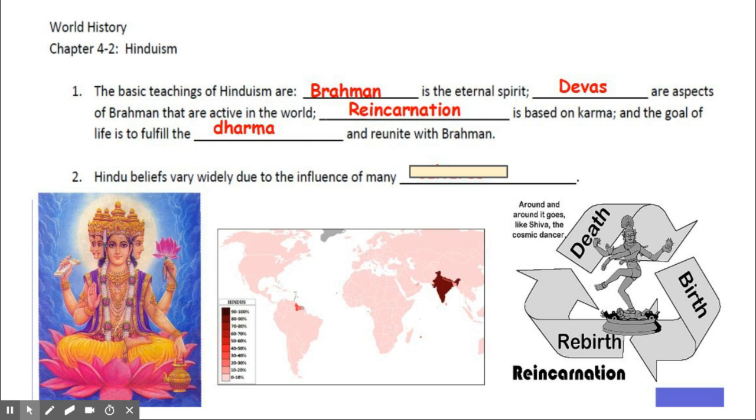Hindu beliefs vary widely due to the influence of many cultures. For the most part, you predominantly find Hinduism within India, but there are other parts of the world, sometimes in Southeast Asia, maybe even in the Americas, where you're going to find examples of that. And for the most part, it may vary just a little bit. When we talk about reincarnation, this is the idea that with death comes rebirth, and it is a continual cycle. Probably the highest form of rebirth is to make it to the Brahman, which a lot of people say are spirits that are in modern day cattle.